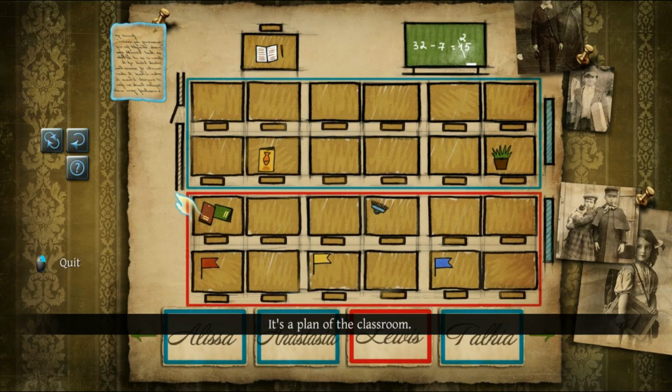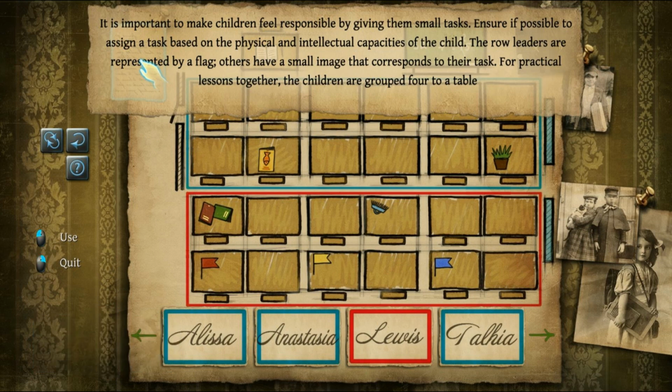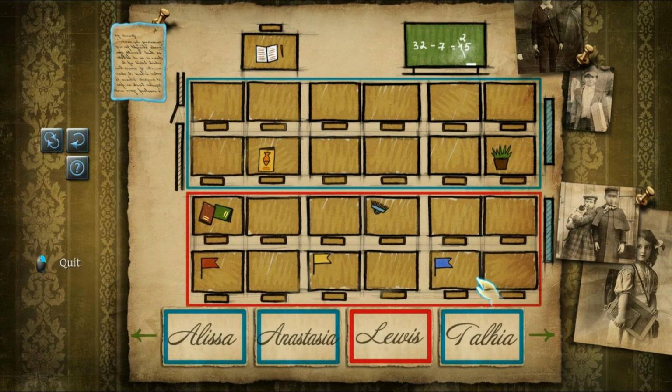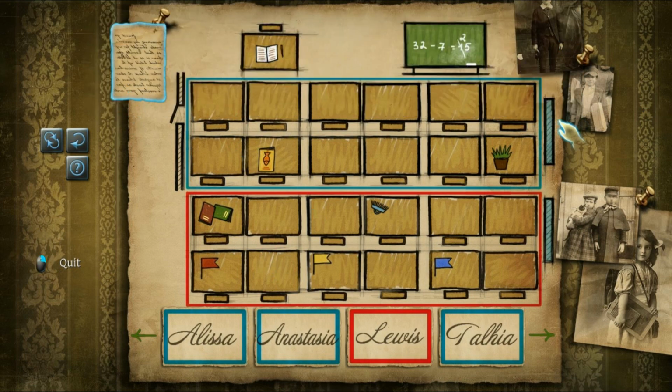It's a plan of the classroom. Oh my goodness. Thanks to this plan, we will know which desk belongs to James. Ooh, right. Important to make children feel responsible by giving them small tasks. Ensure, if possible, to assign a task based on the physical and intellectual capacities of the children. The row leaders are represented by flags. So that's presumably these ones, because they're all on one row. So that's a bit silly. Others have a small image that corresponds to their task. For practical lessons together, children are grouped 4 to a table. Right.